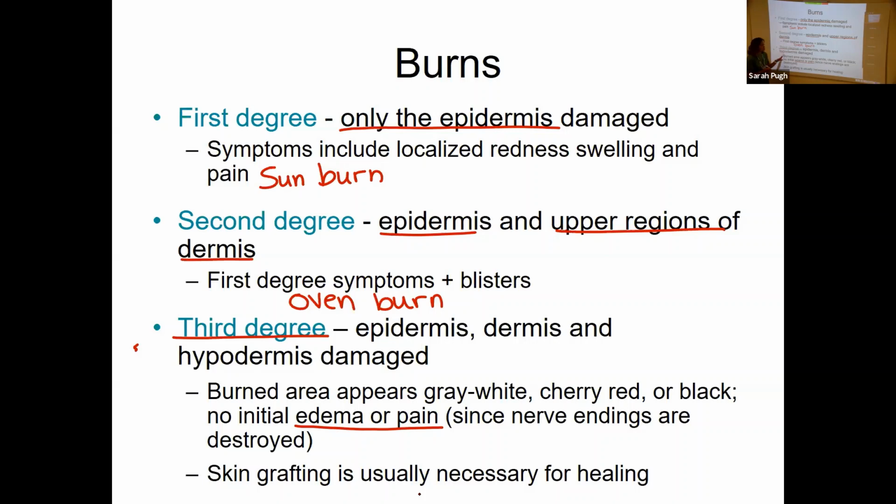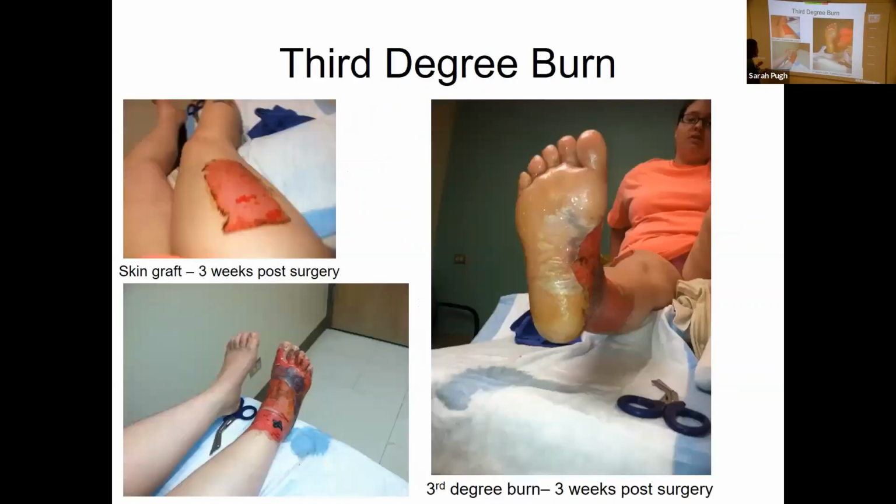The biggest issue with a third-degree burn is typically fluid loss. Think about your skin. Your skin is a waterproof coating. It's your body raincoat, right? It keeps the inside in and the outside out. So if you've burned through all 3 layers of your skin, you don't have that waterproof coating anymore. So fluid loss is a huge problem for people with third-degree burns.